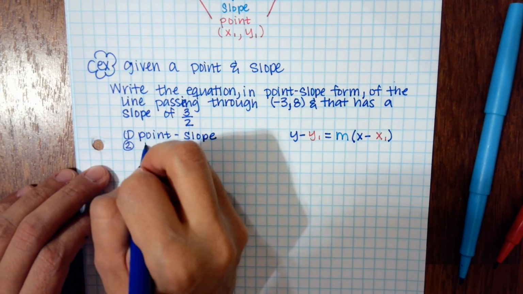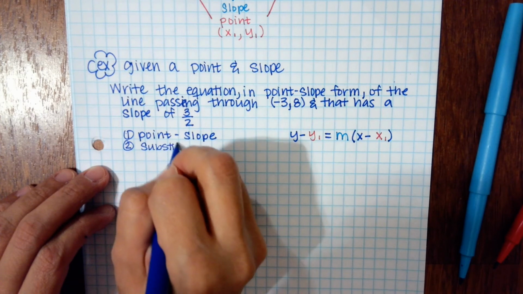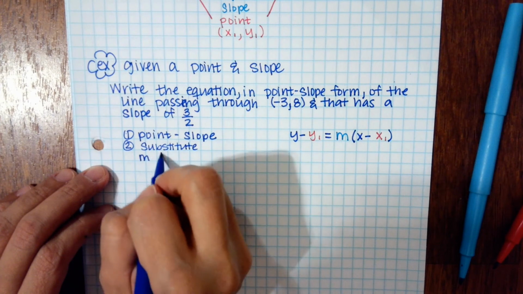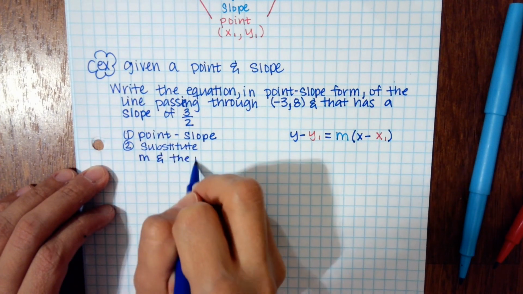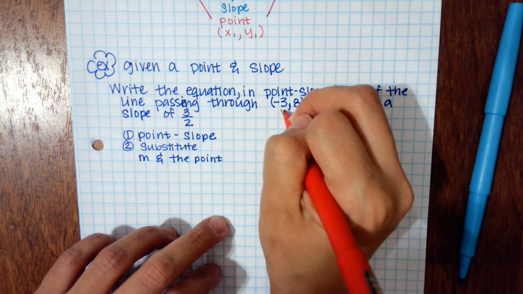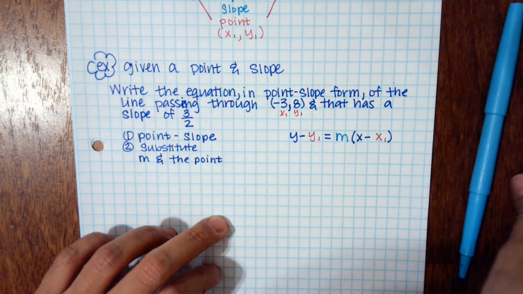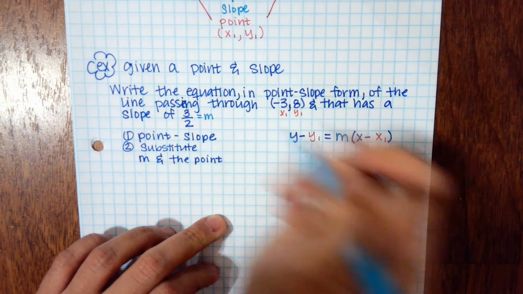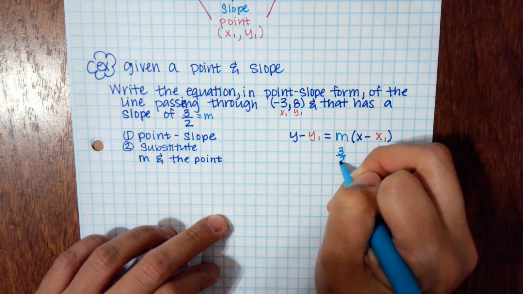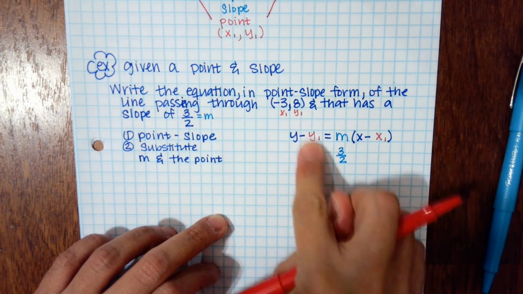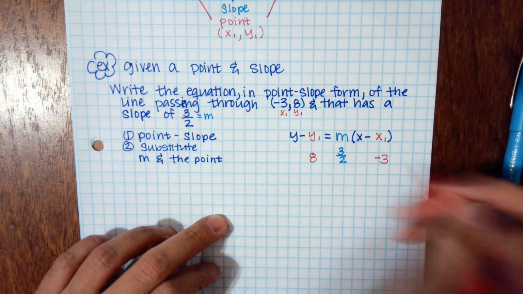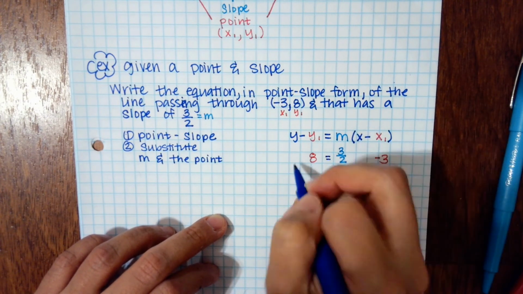Step 2, I'm going to substitute m and the point. Okay, so this is x1, y1. This is slope, which is m. So instead of m, I'm going to put 3 halves. Instead of y1, I'm going to put 8. Instead of x1, I'm going to put -3. Everything else stays exactly where it's at.